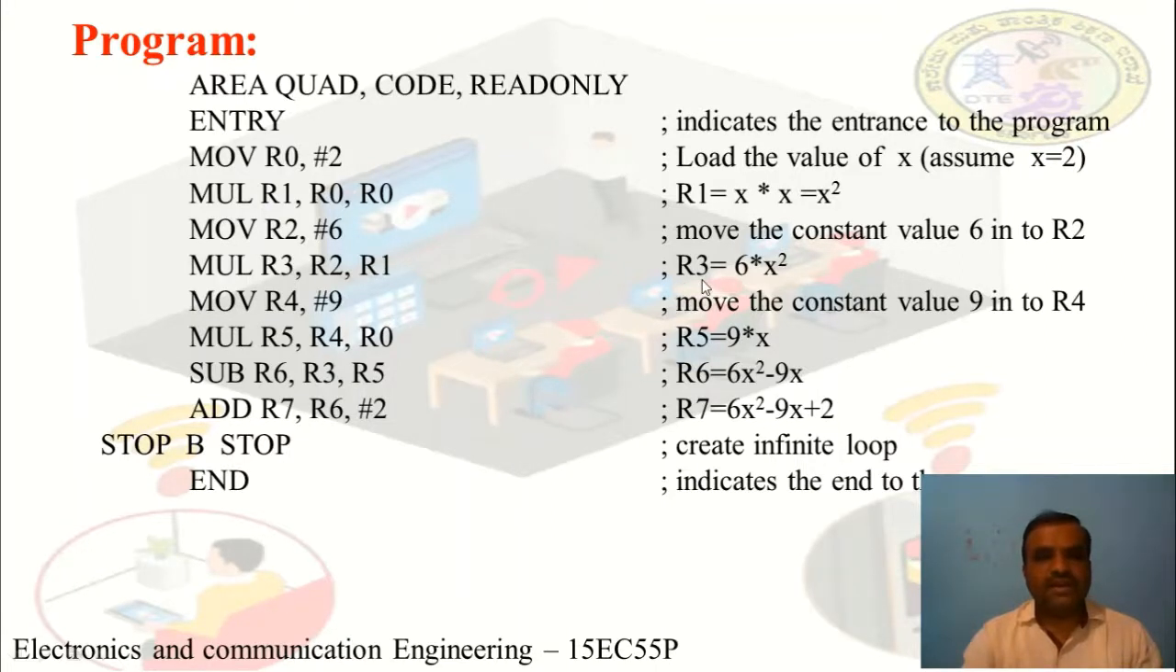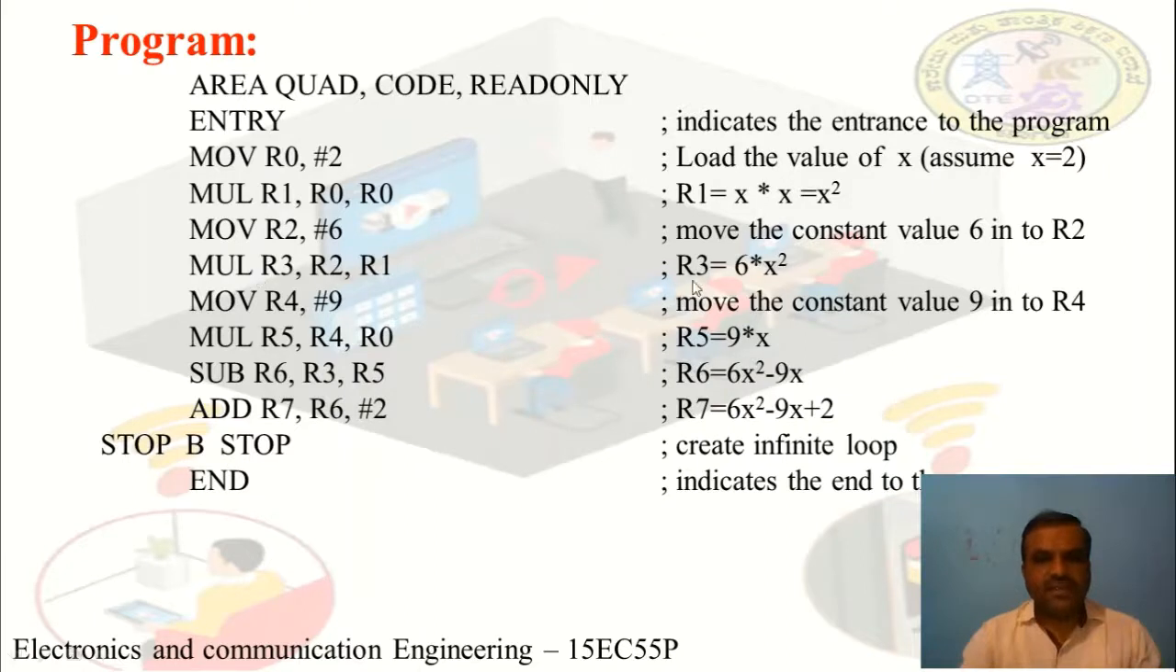Next we need 9x. So for that purpose the constant value 9 is moved to R4 register. x is present in R0, 9 is present in R4. So we have to multiply R4 with R0 to get 9x. For that purpose I have used MUL R5, R4, R0. The content of R4, that is 9, is multiplied with R0, that is x, that becomes 9x, that is stored in R5.